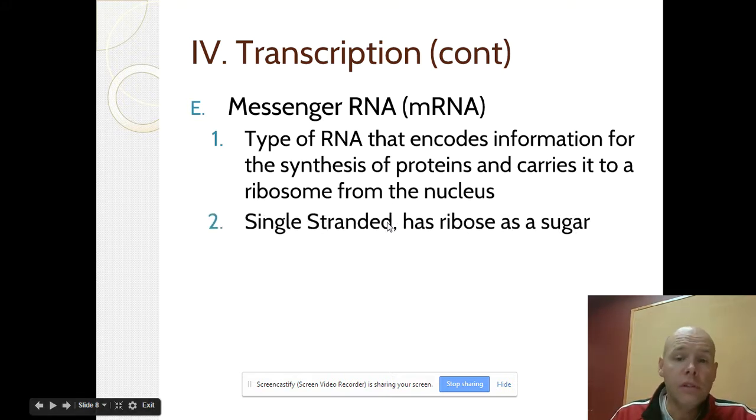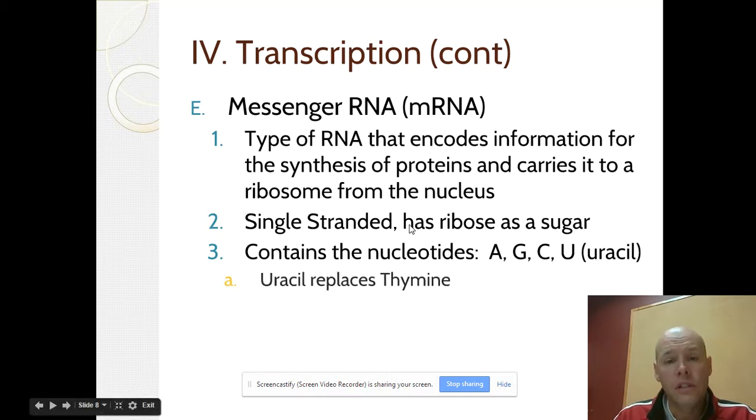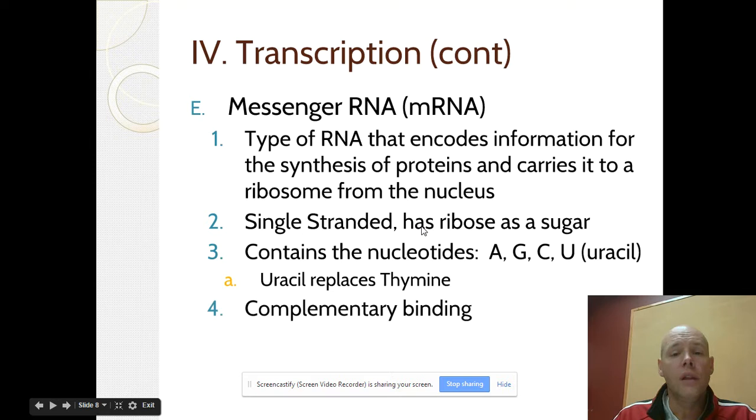Now, a couple differences between mRNA and DNA: mRNA is single-stranded and has a ribose as the sugar, not a deoxyribose like DNA. It contains the nucleotides A, G, C, and U, uracil, and uracil replaces thymine, so there is no thymine in mRNA, just uracil. And you get complementary binding between the DNA and the RNA.